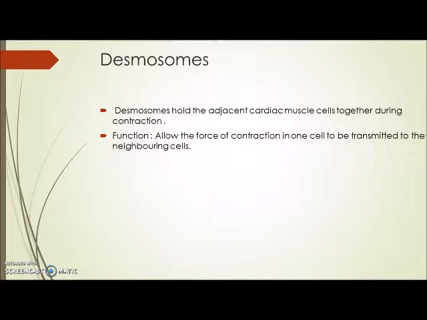Then, how about the desmosome? The desmosome holds the adjacent cardiac muscle cells together during muscle contraction, and its main function is to allow the force of contraction in one cell to be transmitted to the neighboring cell.